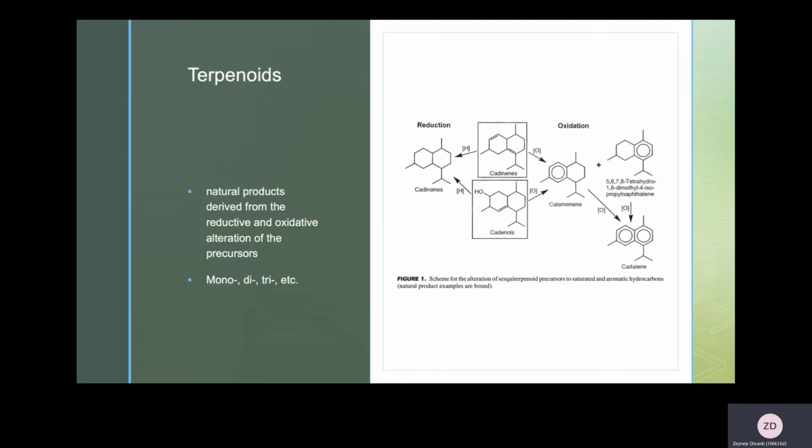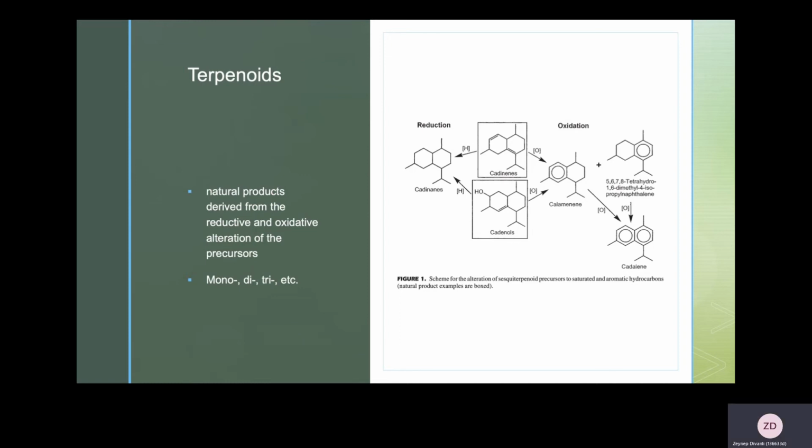So in this slide, I want to talk a little bit about terpenoids and what they are. Terpenoids are natural products derived from reductive and oxidative alterations of the precursors. Here in the figure, you can see the precursors and what kind of terpenoid they turn into later. Usually they use triterpenoids and sometimes tetraterpenoids.